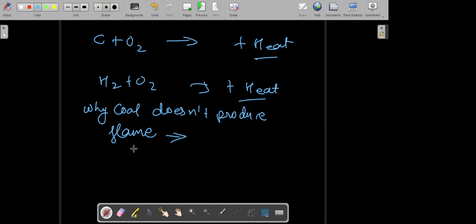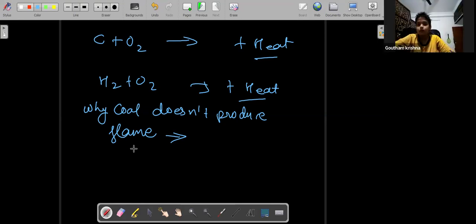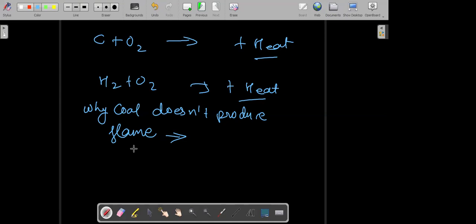No. It has carbon dioxide, carbon monoxide. Anyone? Pranava, can you think of why coal doesn't produce a flame? Sir, because of carbon. No. Gautam? Lasya, why doesn't coal produce a flame? Sir, because it doesn't turn into vapor.